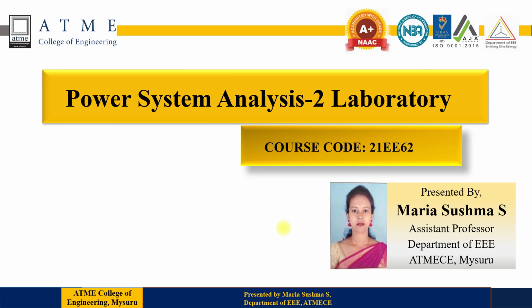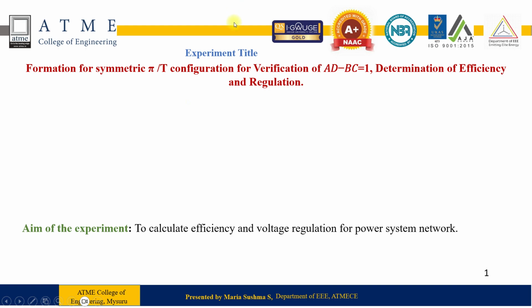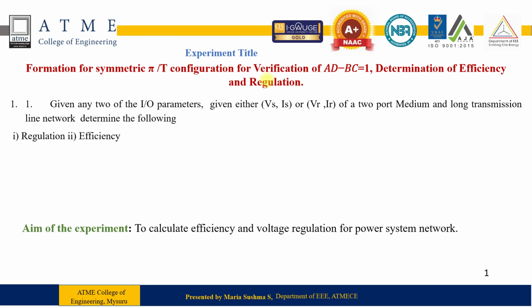I welcome you all to the demonstration session of experiments in the lab Power System Analysis 2, and the code is 21EE62. Today we will analyze the experiment titled Formation of Symmetric Pi or T Configuration for Verification of AD minus BC equal to 1, Determination of Efficiency and Regulation.